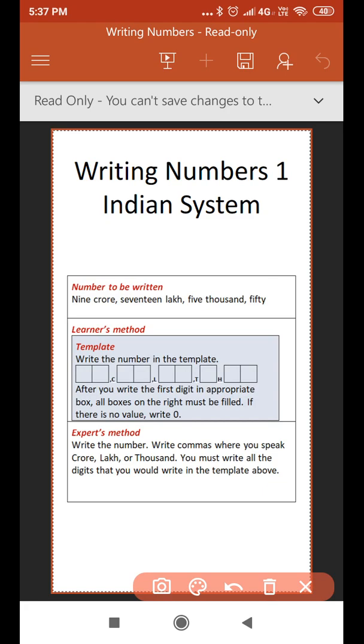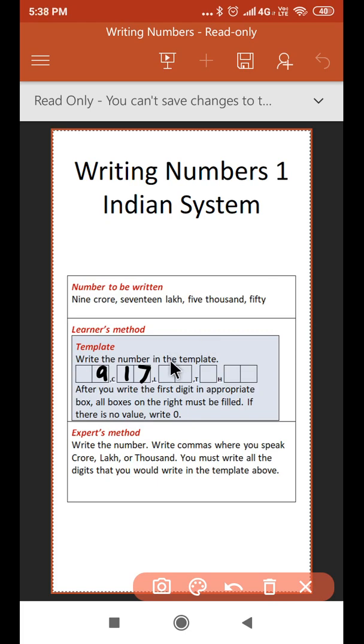After you write the first digit in the appropriate box, all boxes on the right must be filled. If there is no value, you should write 0. Don't leave any box blank. So let's write 9 crores. So this is crore. Before that we write 9 crores 17 lakhs. These two boxes are for two digits of lakhs. 17 lakhs.